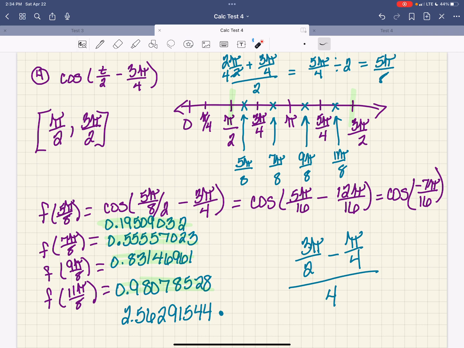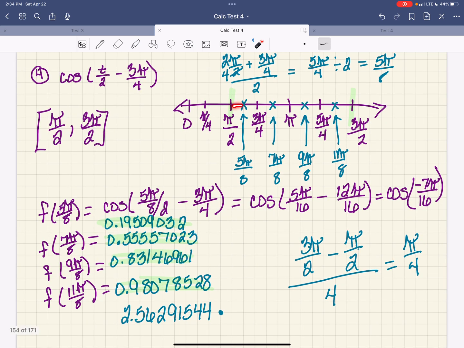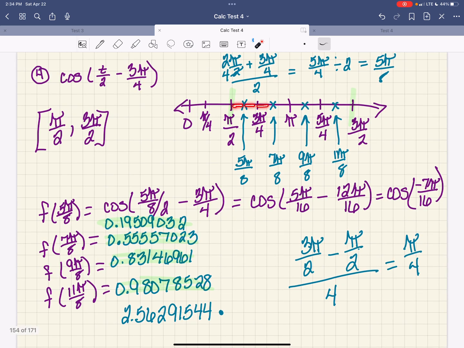I'm sorry, guys. This is not pi over 4. This is pi over 2. I knew there was a mistake right there. Okay. So I've got 3 pi over 2 minus pi over 2. So 3 pi over 2 minus pi over 2 is pi. And that's going to be pi over 4. So that is the width of each one of these subintervals.